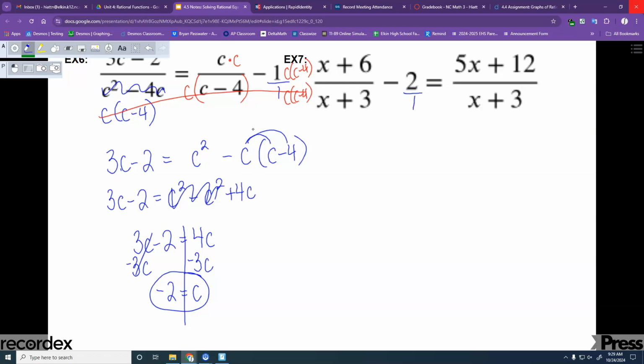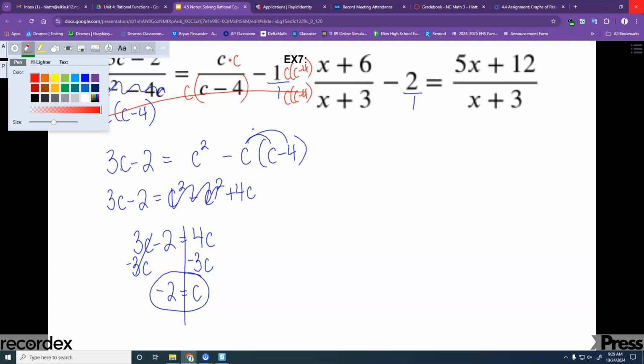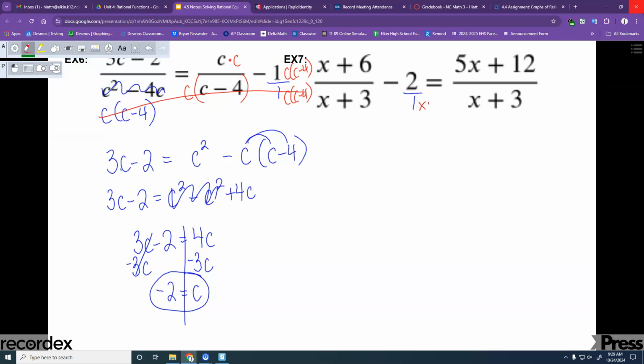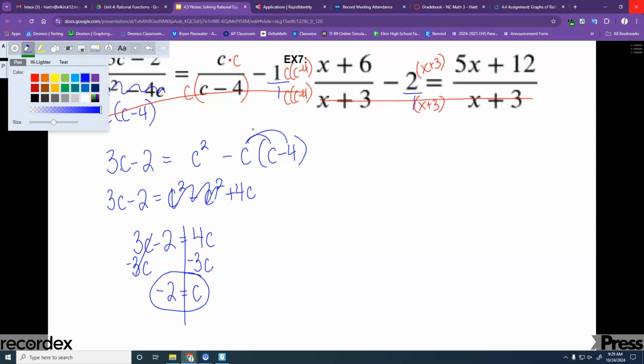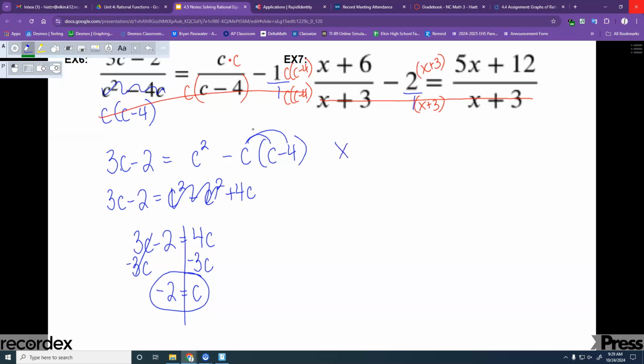This is over 1. We need to put it over 1. What do I need to use for my common denominator here? X plus 3. So 2 of them already have an x plus 3. That's good. I don't have to do much here. It's just this middle one that needs an x plus 3, which means I must multiply the top by x plus 3 as well. And so all of my denominators are the same. I can just cross them out. And so I will get x plus 6 minus 2 times x plus 3 equals 5x plus 12.